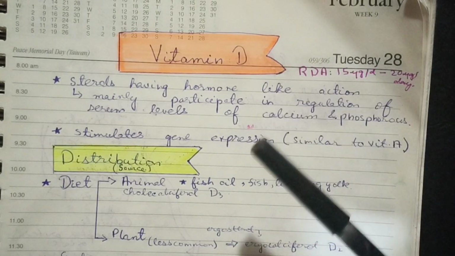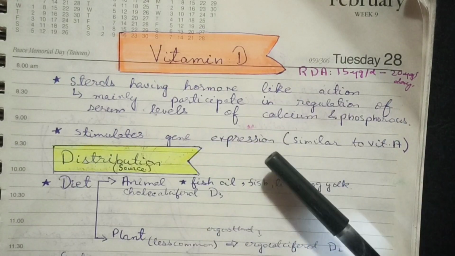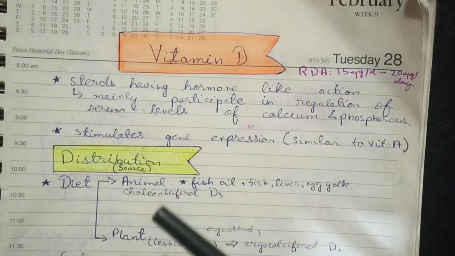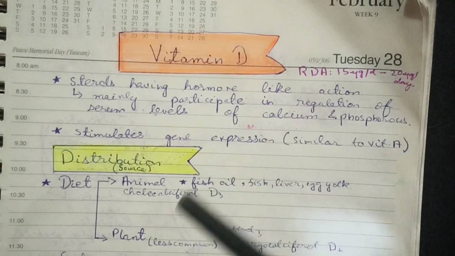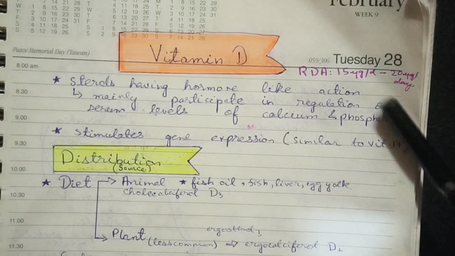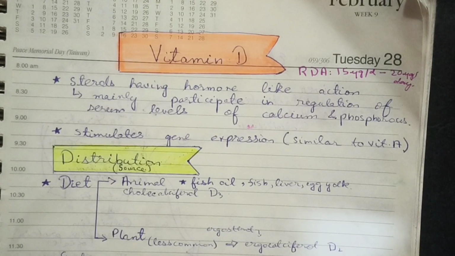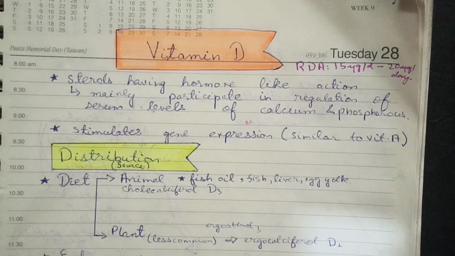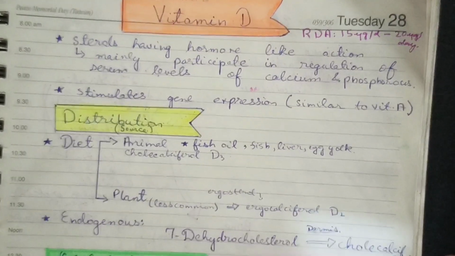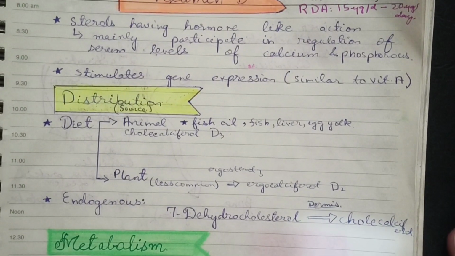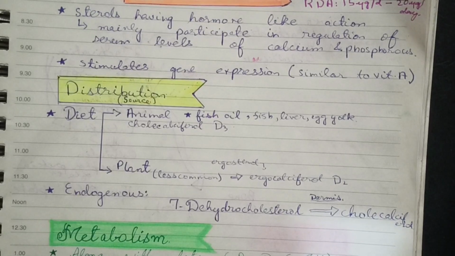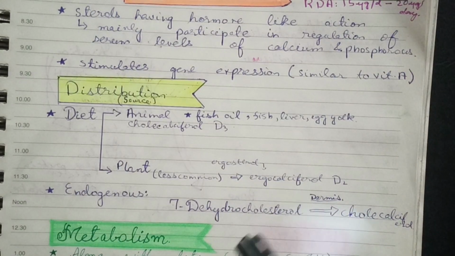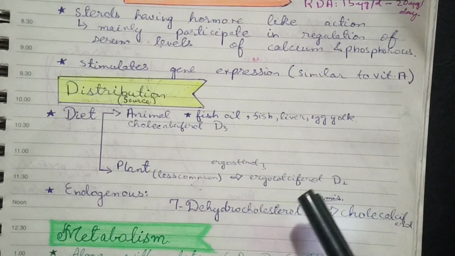And how does it affect? It affects by stimulating gene expression, which is similar to that of vitamin A, which may be asked in the MCQs. That the mechanism of action of vitamin D is similar to what? It is similar to vitamin A. The recommended dietary allowance is 15 mg per day to 20 mg per day, i.e. 15 into 10 raised to power minus 6 grams per day.